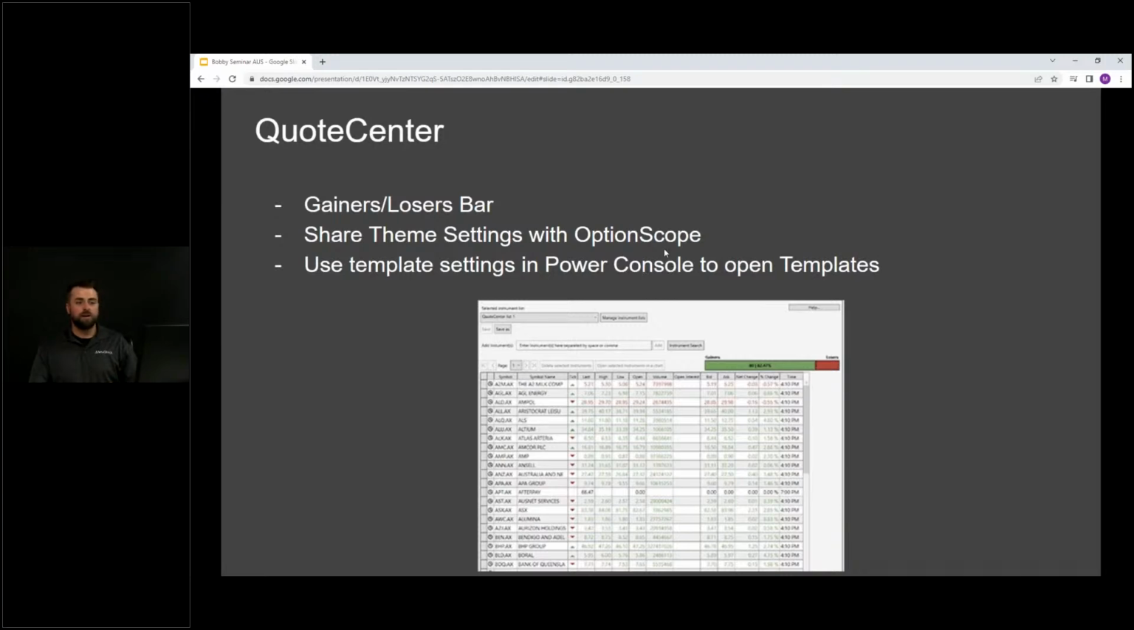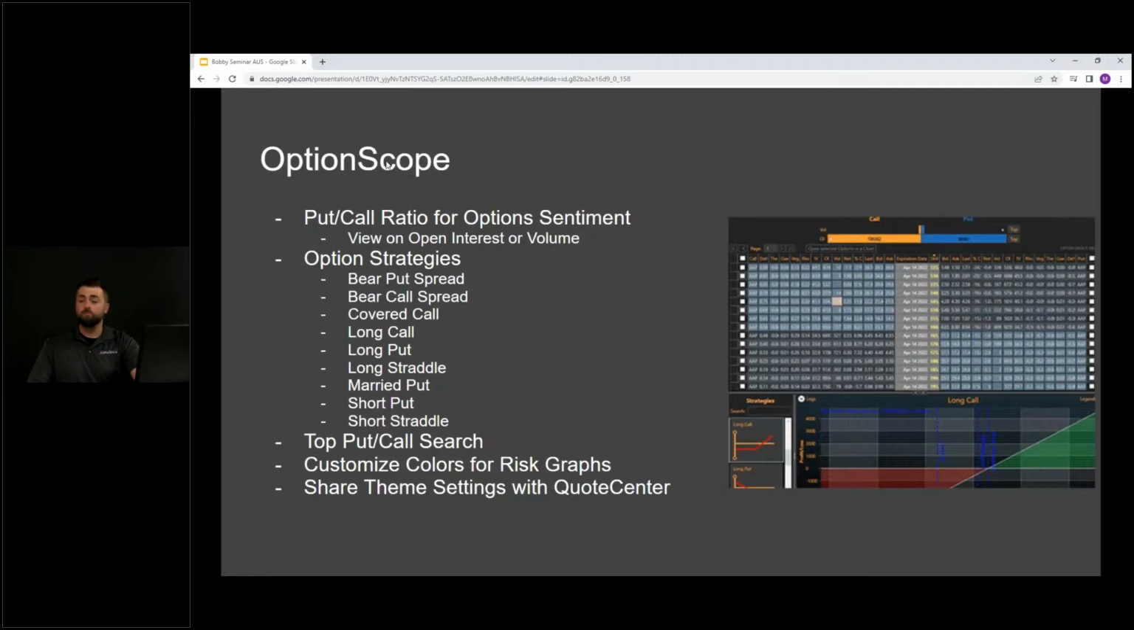I was hoping to show this today, but we made a lot of really unique updates to Quote Center where you get a gainers and a losers bar. So you can see overall, hey, on this custom list that I have or this list of whatever it may be, this many are up today, this many are down. It's another really nice way to see the trend of the overall market. The Quote Center has some themes that you can utilize, and it now shares those themes with our Option Scope.